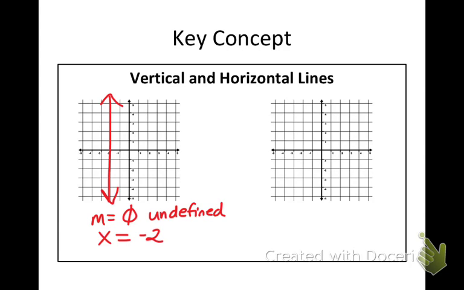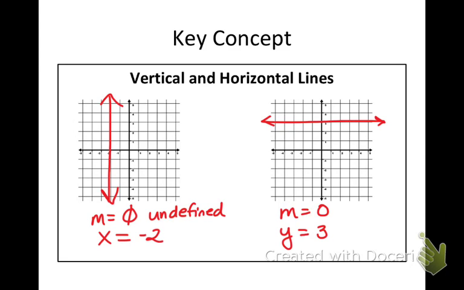Horizontal lines are lines that go straight across. What's the slope of that line? 0. And that's going to be the equation y equals, this one specifically is y equals 3. So it'll be whatever the x and y intercepts are. So let's talk x and y intercepts.